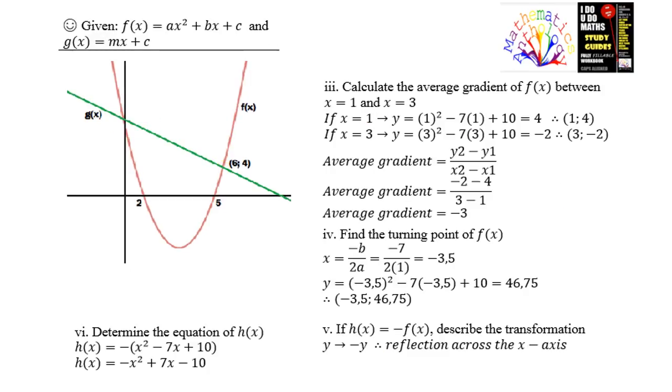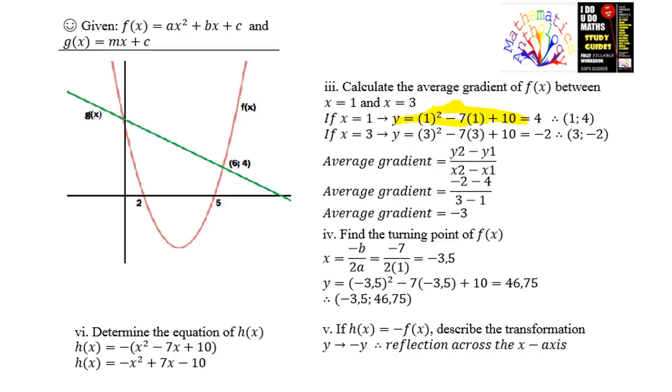The next one, calculate the average gradient of f of x between x is equal to 1 and x is equal to 3. Now, for average gradient, what I do is I work out the full coordinates of each of the x values that are given to me. So if x is equal to 1, I'll substitute that into my f of x equation, and I got an answer of 4.